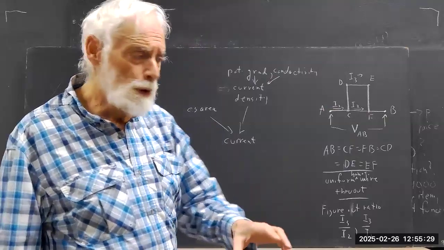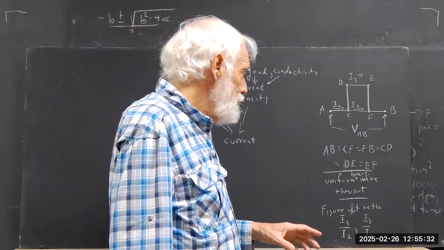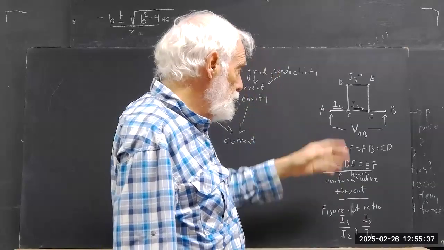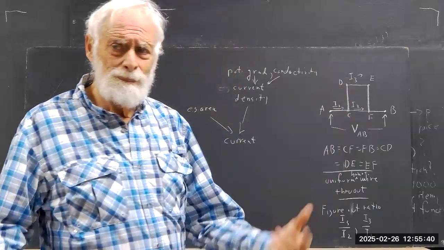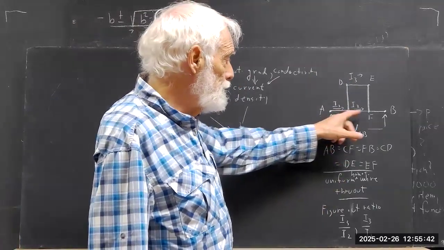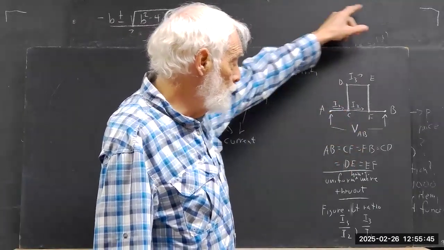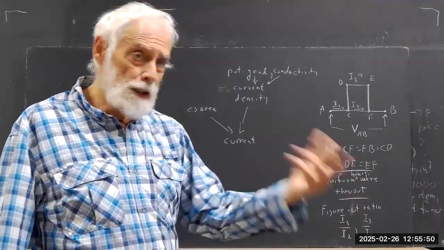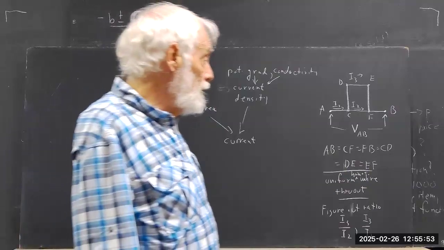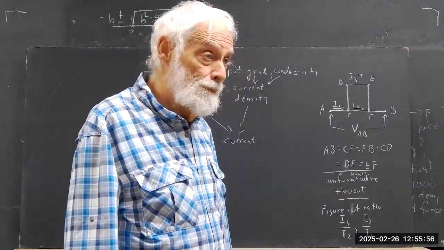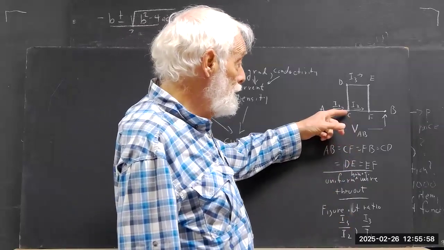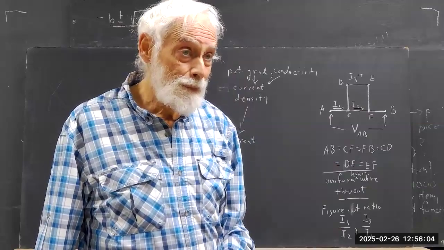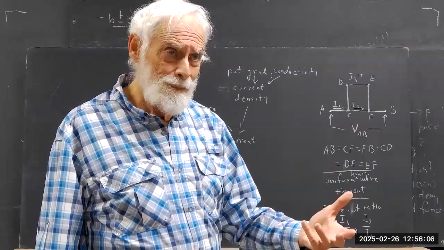And you did pretty well with that. Finally, after I said, I think somebody said, well, the current splits equally. I said, well, I've got 3 centimeters between here and here, and 10 miles of wire between here and here. Is the current going to split equally? Clearly not. Why not? Because the potential gradient is going to be bigger in the shorter wire. I said, well, why is that?